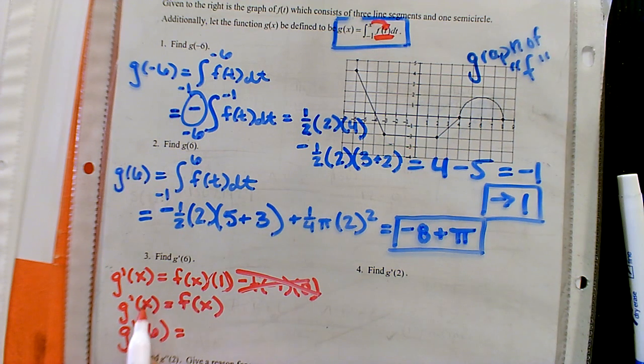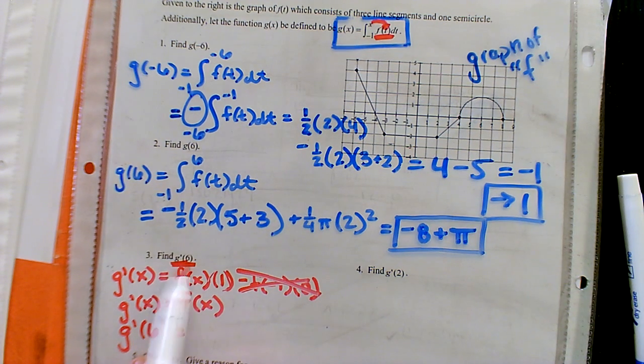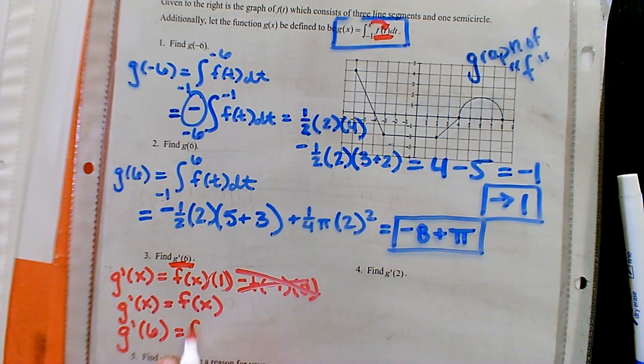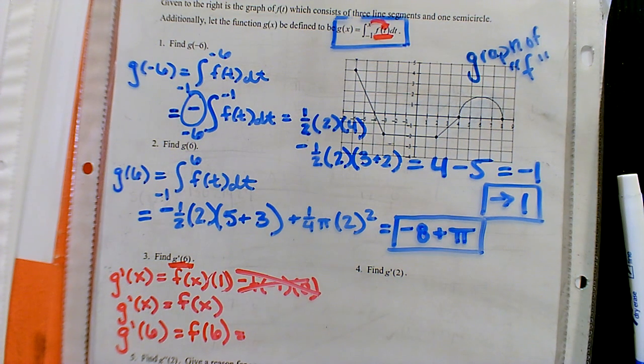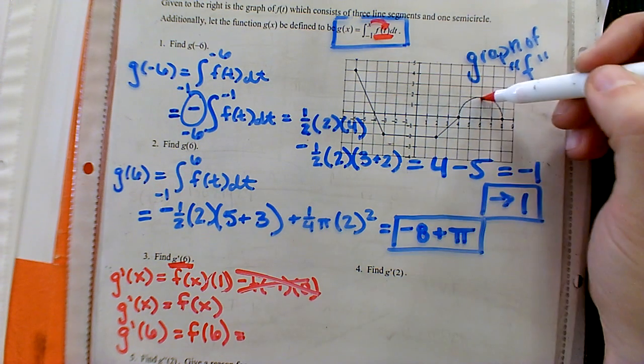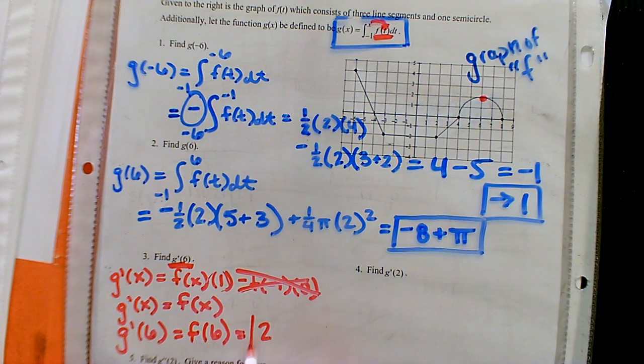Okay, no problem. So if I want to evaluate this at 6, I have to plug in 6 into f. Can we use the graph to help us out with that? Two, right? If I plug in 6, I'll get out 2.